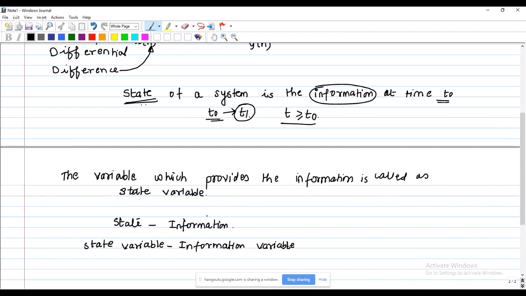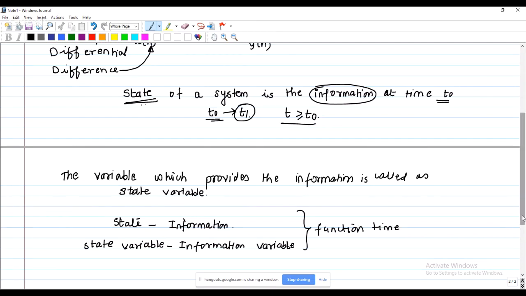So whenever I call something a state, it is the information of a system, and whenever I call it a state variable, it is the variable which provides the information. This is called a state variable. Now, states give you information about what happens with respect to time. So state variables and states depend on time. Both of them, that is a state and state variables, are functions of time because they deal with everything with respect to time.